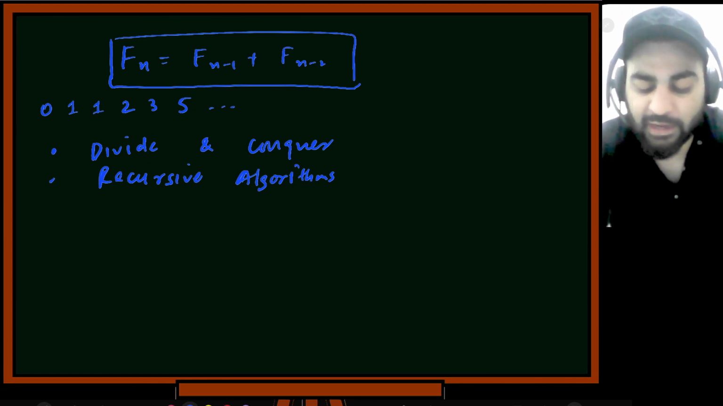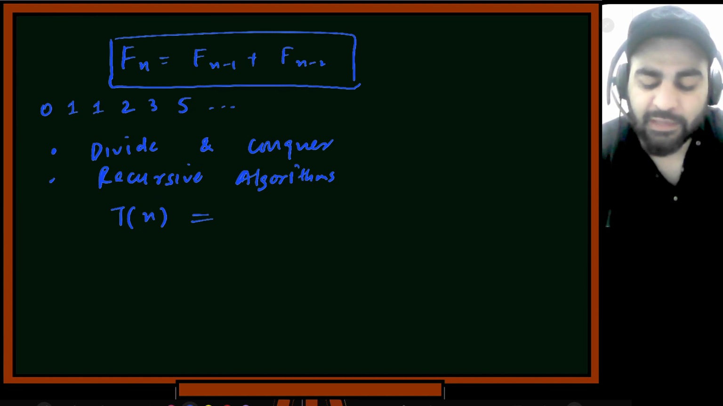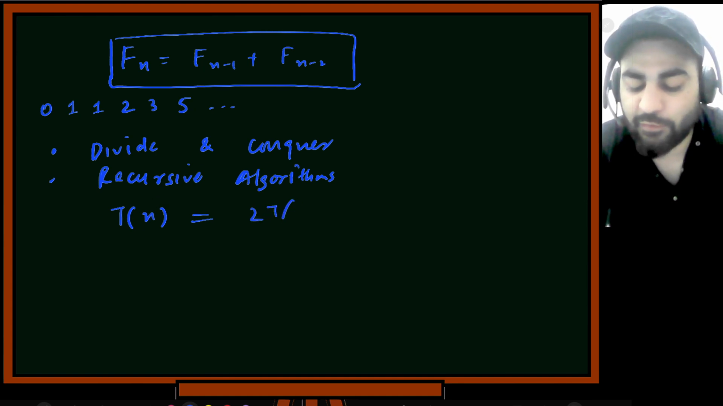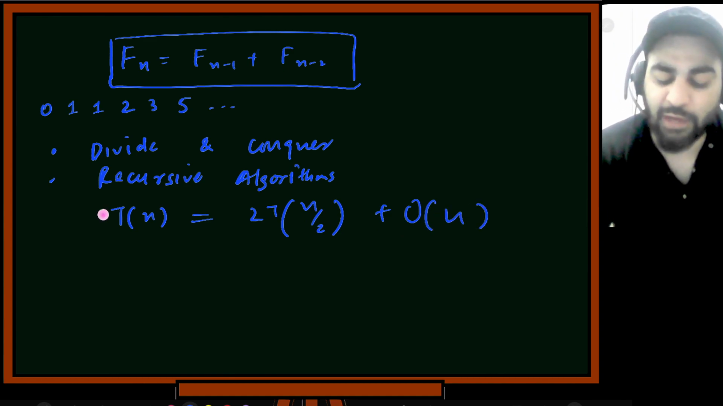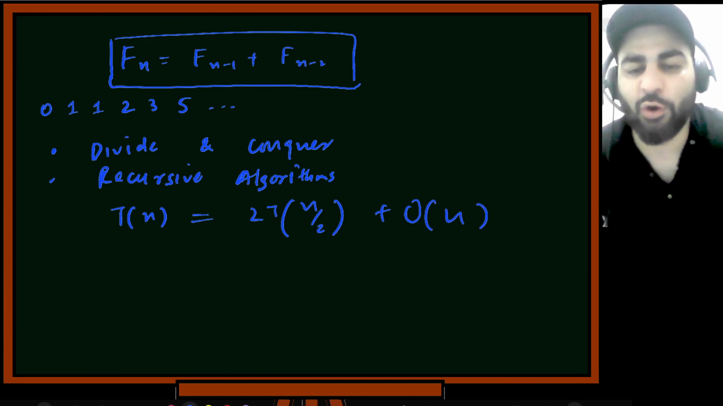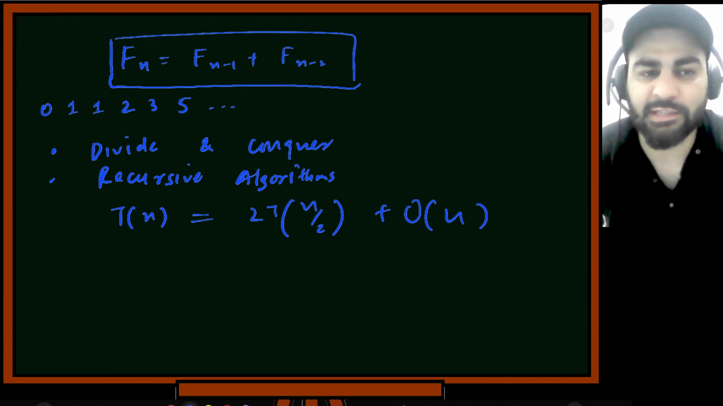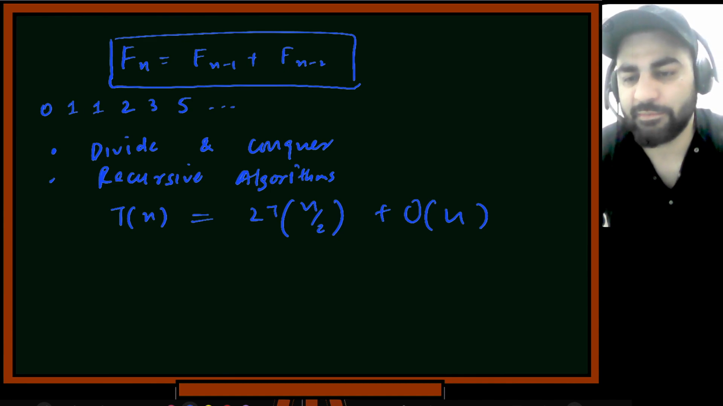Relations will be of the type T of n, that means time taken when the input is n, and if the problem is solved it's like T of n by 2 plus order n, something like this. It will be something like this, and you will have to solve these relations. I hope the concept of a recurrence relation is clear. Is it clear?